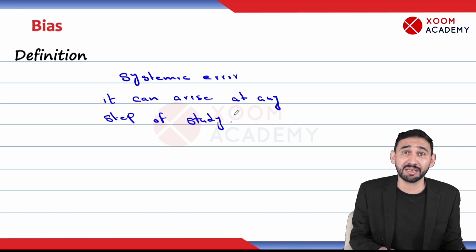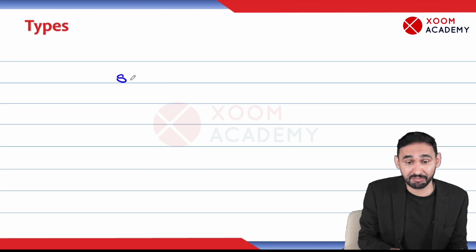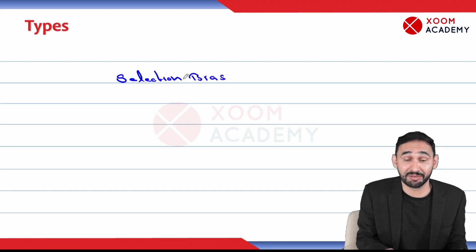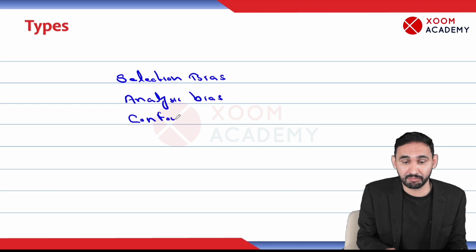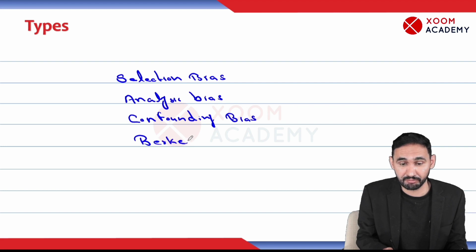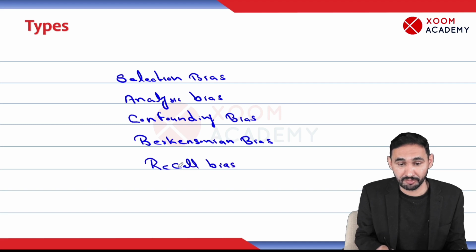So, there are many types of bias like selection bias. As the name indicates, it arises during selection of subjects. Then, analysis bias. It can arise during analysis. Then, confounding bias. Then there is Parkinsonian bias. Parkinsonian bias was invented by Dr. Joseph Parkinsonian. Then there is recall bias. There may be interpretation bias.